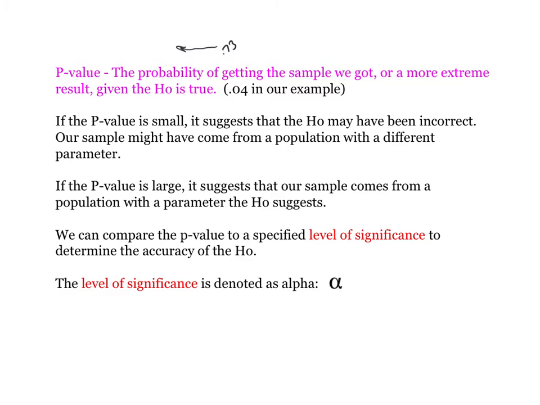So if the p-value is small, it suggests that the null may have been incorrect, okay? That our sample that we took might have come from a population with a different parameter. In this case, we would think the parameter is probably closer to 73%, okay? If the p-value is large, it suggests that our sample comes from a population with a parameter that the null suggests. So the higher the p-value, the more likely the null hypothesis is true, okay? And the smaller the p-value, the less likely it's true.